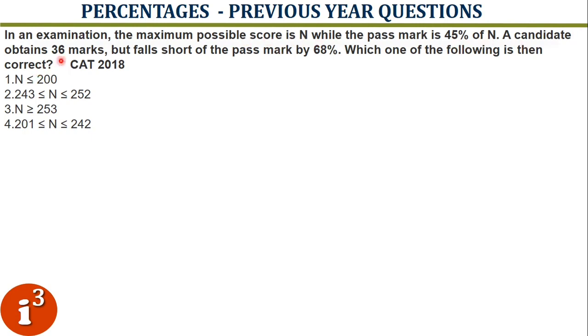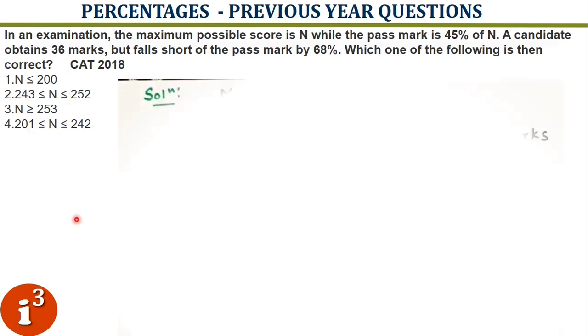A candidate obtains 36 marks but falls short of the pass marks by 68%. Means even though the candidate obtains 36 marks, he is short of the pass marks by 68%. Means he is less than the pass marks by 68%. 68% of what? The pass marks. So which of the following is then correct? Means they are asking us to find the value of n, the maximum possible score.